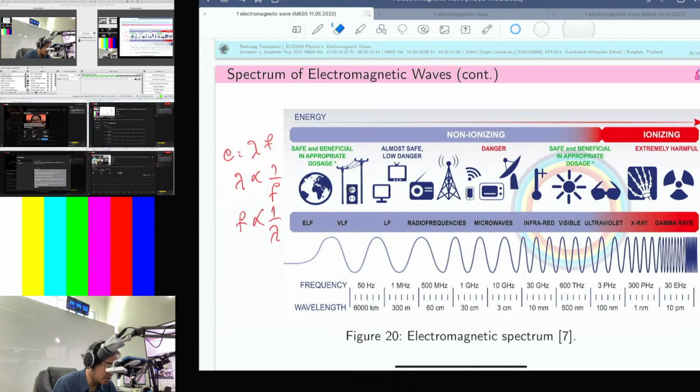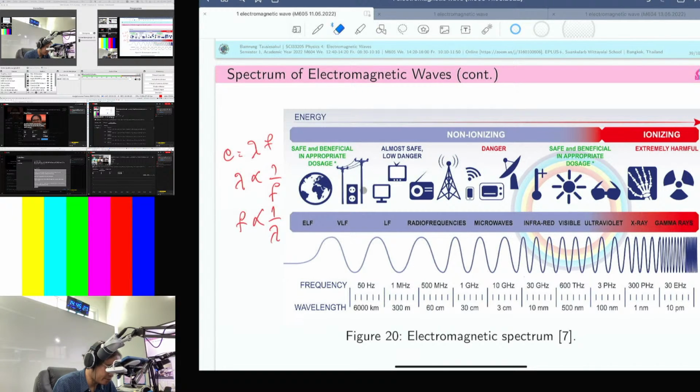Next one, we go to very low frequency. Very low frequency would be somehow 1 megahertz, that's the frequency, and the wavelength is 300 meters. Okay, still across several provinces, several districts, several states. It's known as very low frequency.